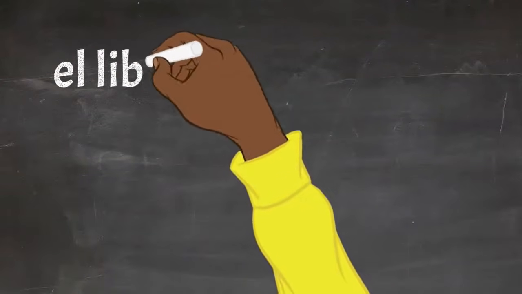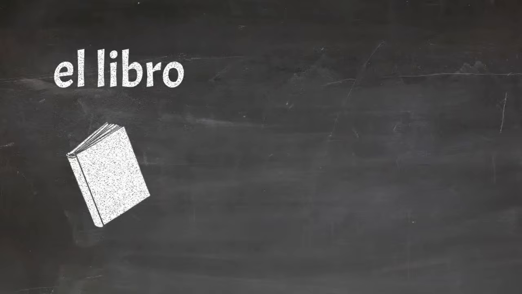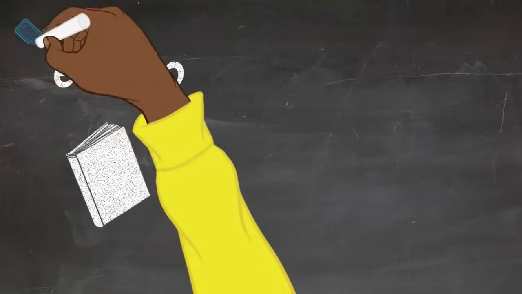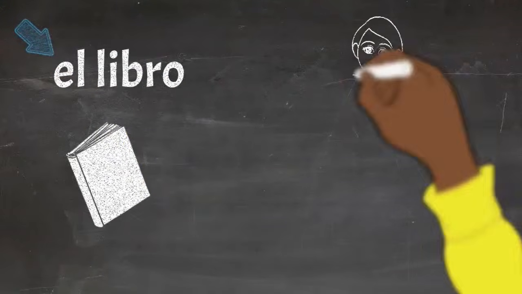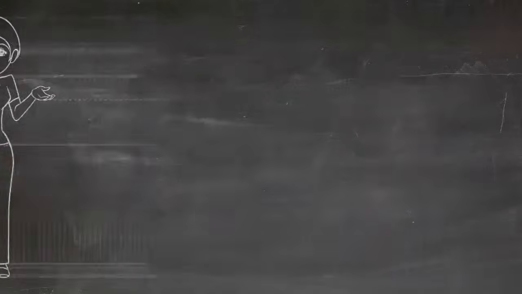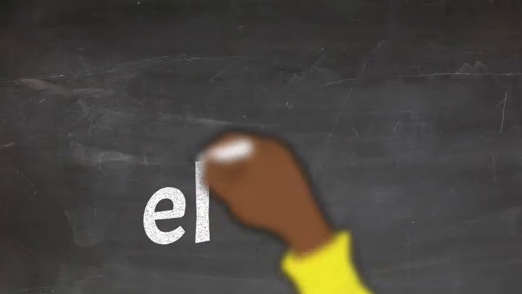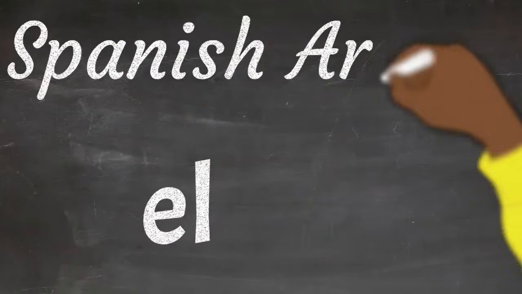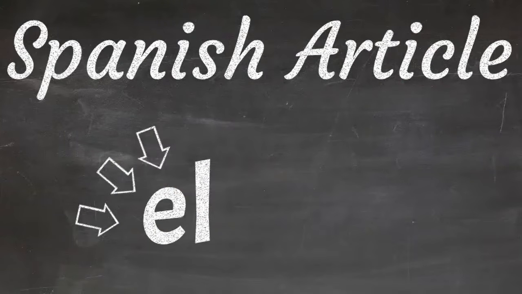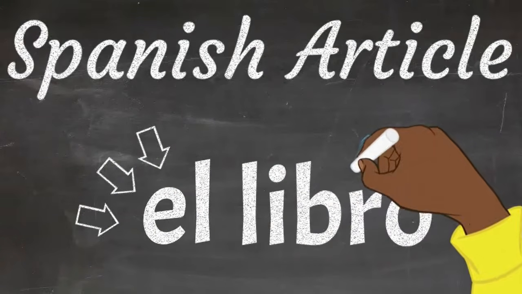Have you ever seen a Spanish word that has this other word "el" in front of it, but don't know what it means? Well, this word is called a Spanish article. Articles are words that point out nouns in a certain way.